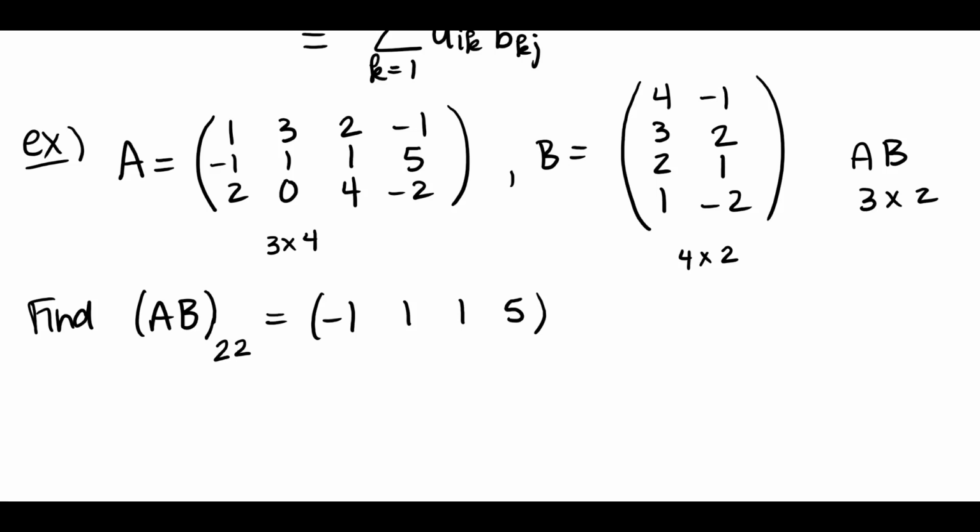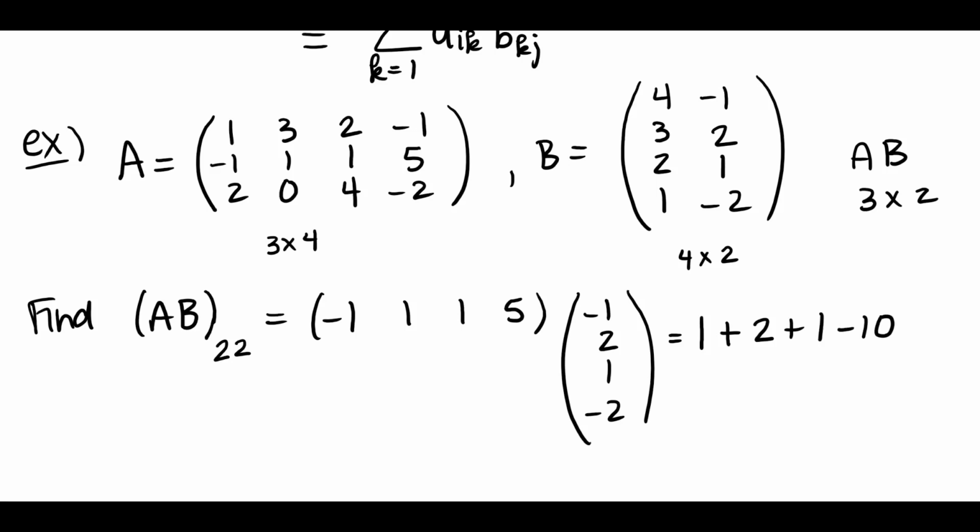Second row, second column. So I take the second row of A, and I dot it with the second column of B. And now I just dot that. I'm going to take -1 times 1, which is 1, plus 1 times 2, which is 2, plus 1 times 1, which is 1, plus 5 times -2, which is -10, right? And so what does it look like we get? We get -6. So I know that that is going to be this entry in the second row, second column of the matrix AB. Okay.